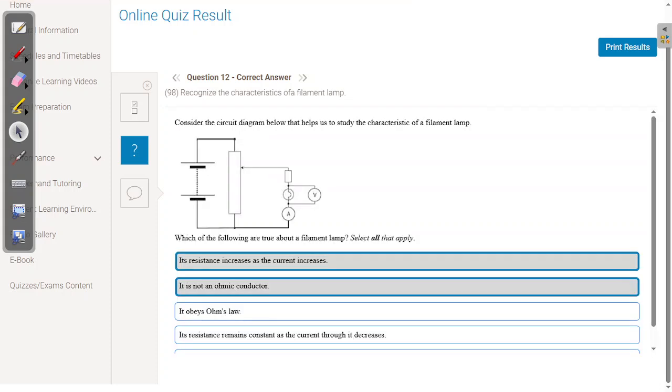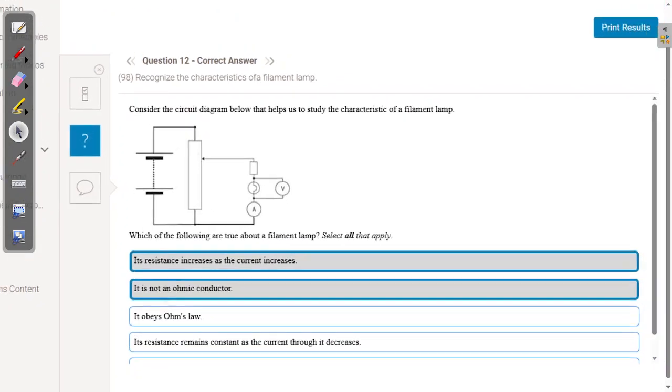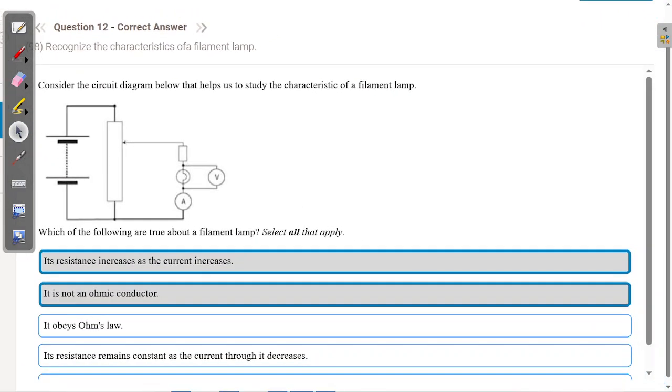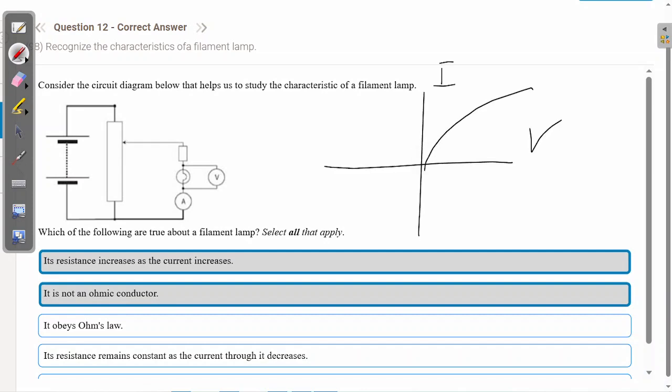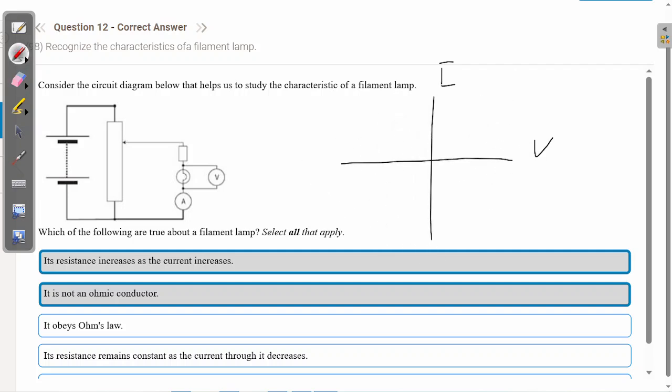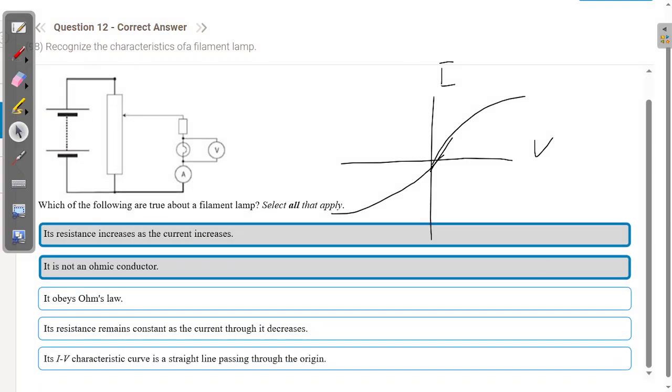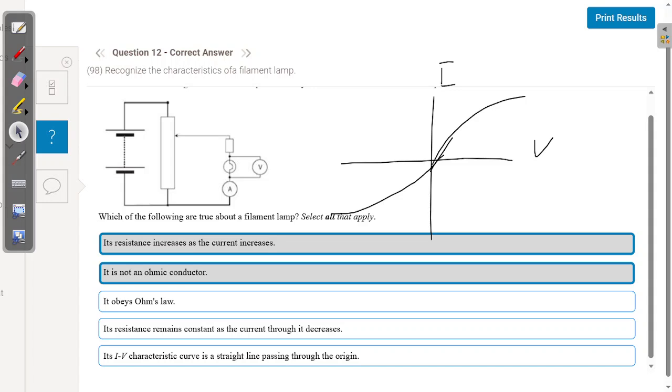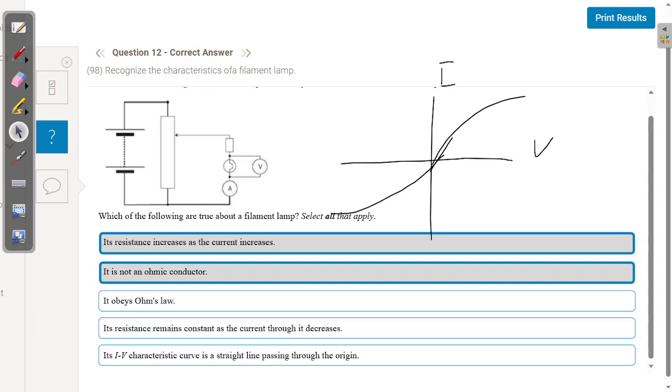Consider the circuit diagram below that helps us to study the characteristic of a filament lamp. Which of the following are true about a filament lamp? Okay, so let's remember the filament lamp has a graph which looks like an S, like this. Now you can ask the questions. Its resistance increases as the current increases. As you can see, it's constant for a while until it starts to curve.